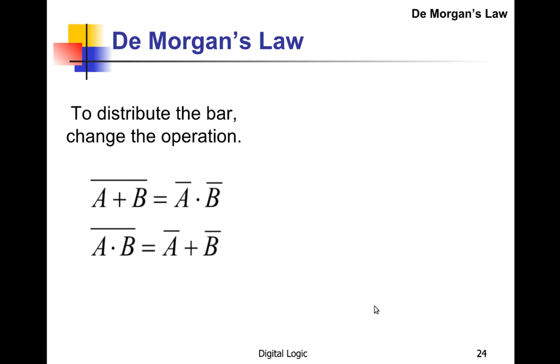Okay, so let's look at De Morgan's law. It's actually quite a useful law, and basically what it says, if you distribute the bar, that means if you break this bar in half, you have to change that or to an and. Or if you distribute the bar here, in other words, break that bar, you have to change this and to an or. So if you distribute the bar, change the operation.